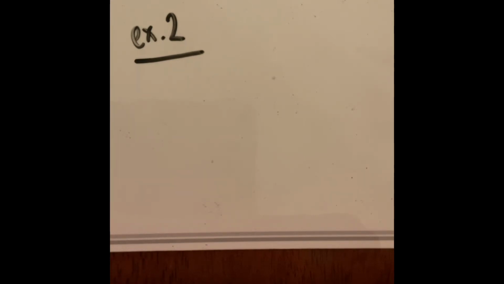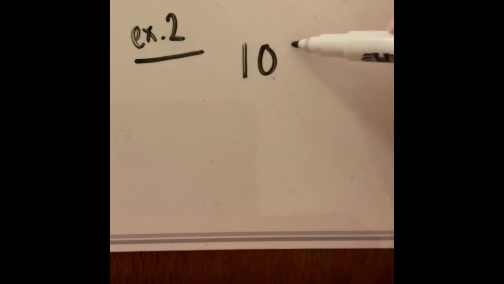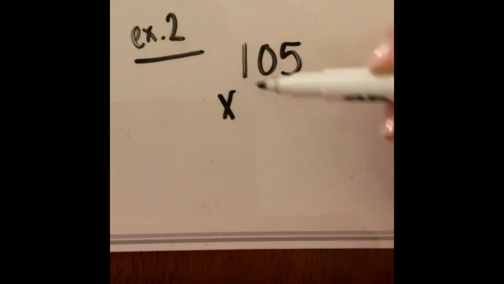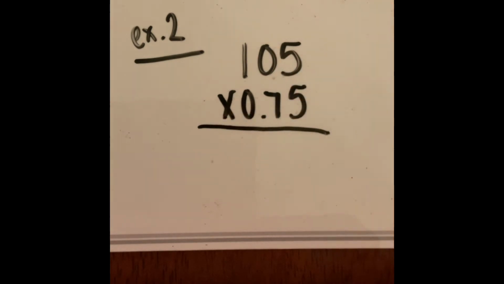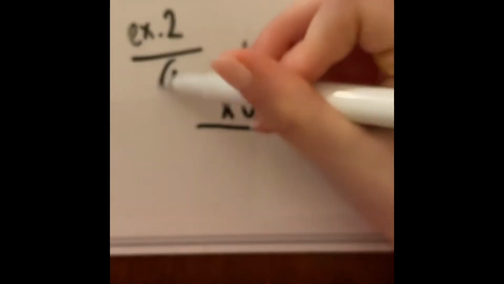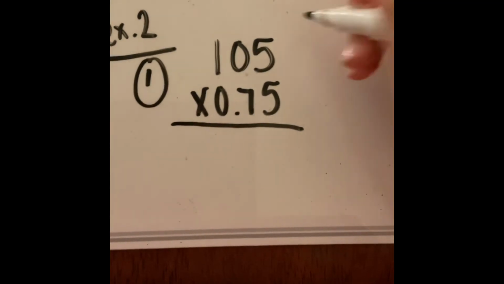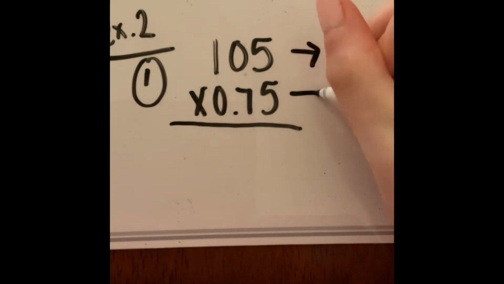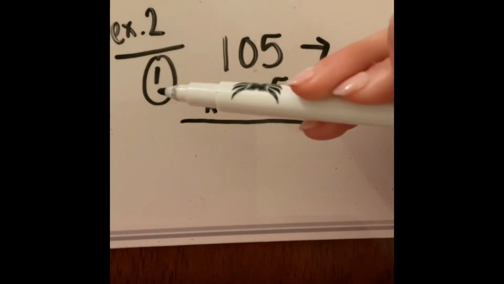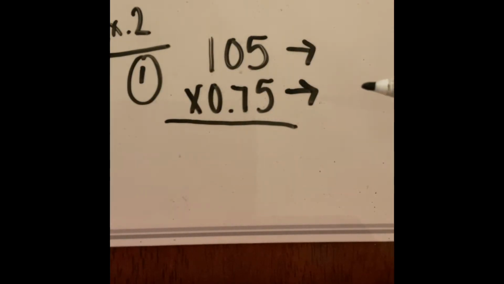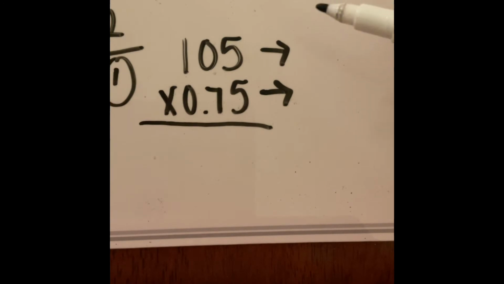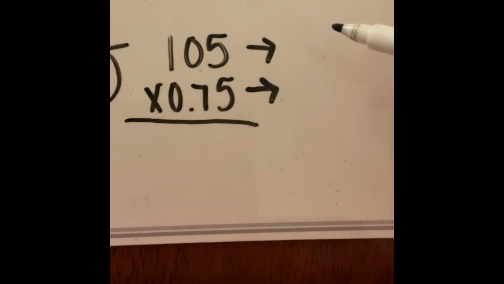Okay, so our problem right now is going to be 105 times 0.75. Okay, we're gonna do this the first way. We're gonna round them, okay? So we're gonna draw our 2 arrows. So I want you to set this problem up in your notes. You should have example 2 with this little 1. We're gonna do our first way. Okay, so we're gonna be rounding this.